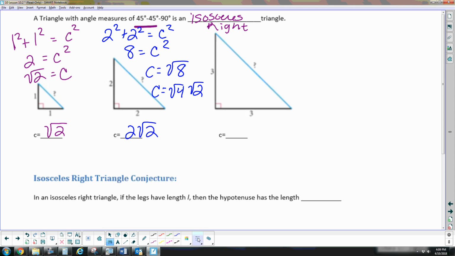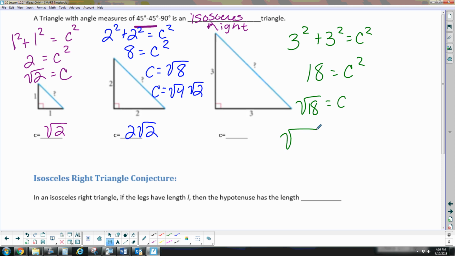Now in the third one, we have a side length of 3. So to find the hypotenuse, we have 3 squared plus 3 squared equals c squared, or 9 plus 9, which is 18, equals c squared. So c is the square root of 18. Now again, remember your properties of radicals. The square root of 18 is the same as the square root of 9 times the square root of 2. 9 times 2 is 18. The square root of 9 is 3.